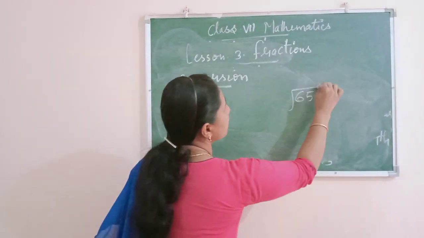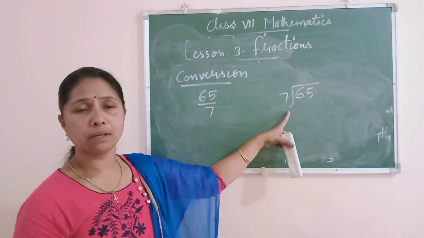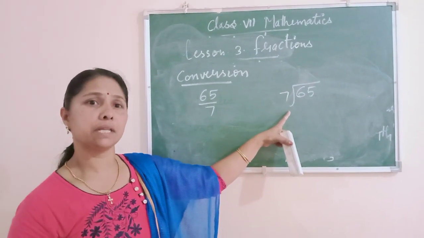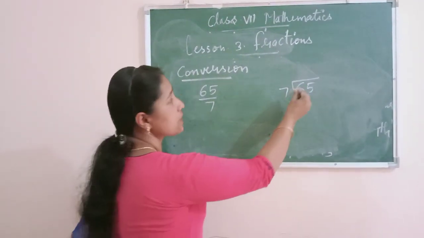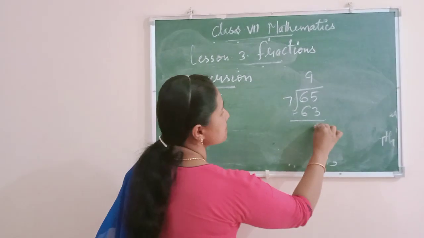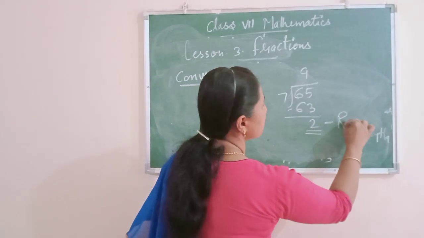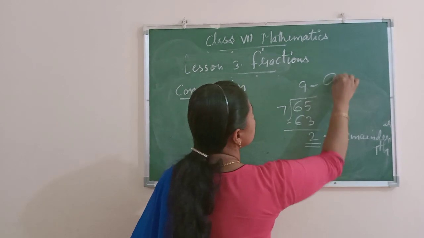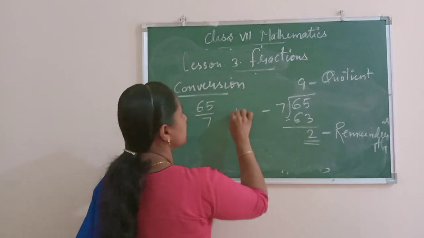65 should be divided by 7. The tables, I think you all are remembering. If anyone by chance forgot, just revise the tables today itself. So let me start the division. 65 divided by 7. 7 9s are 63. And 65 minus 63 you are getting 2. And in this division, 2 is the remainder, 9 is the quotient, and 7 is the divisor.